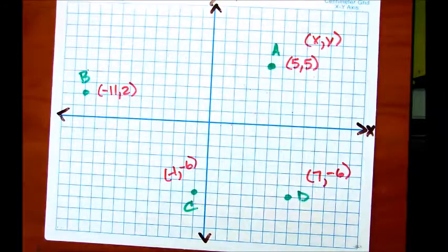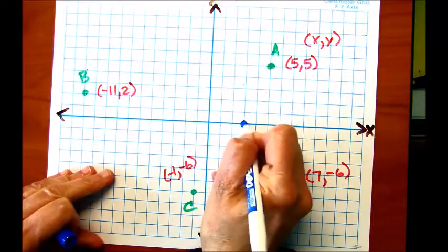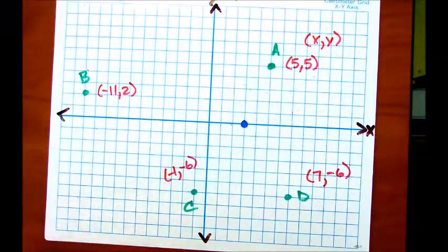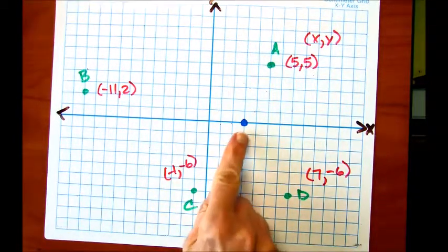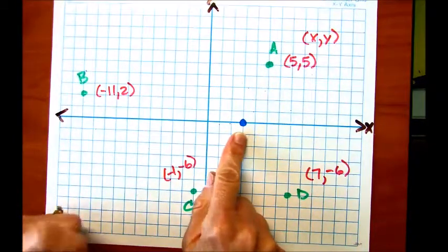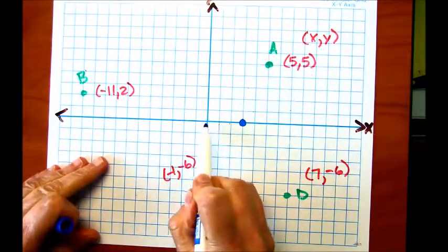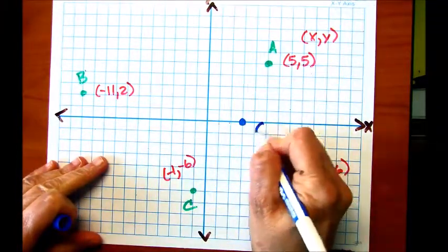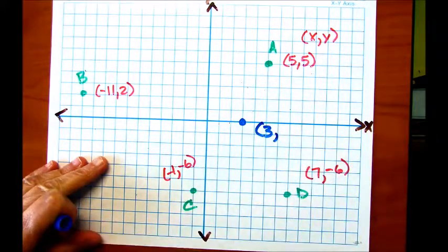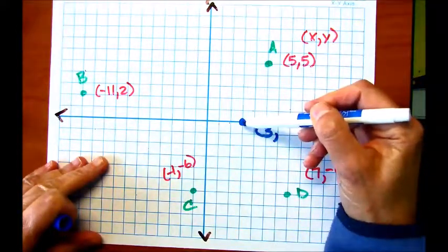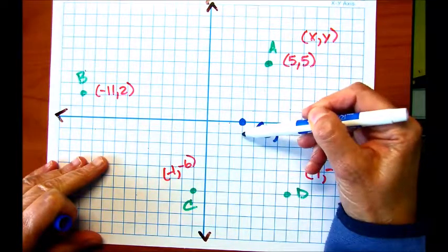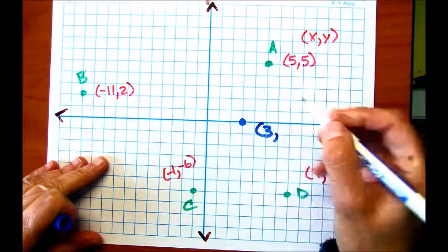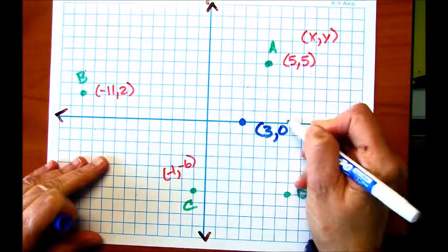Now, what happens if you get something like this? Notice that the point is on the x-axis. Let's go ahead and write a coordinate point for this point here. Our x value is going to be 1, 2, 3, so 3. The y value is going to be 0. This would be 1, this would be -1. But right on the line is going to be 0. So 3, 0.